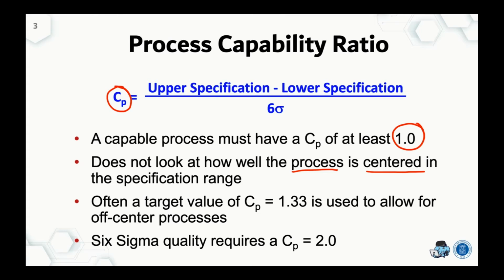So there is a rule of thumb that says a Cp of 1.33 is used to allow the process to be off center. But for Six Sigma quality, a minimum of 2.0 is required, for a good, centered process.